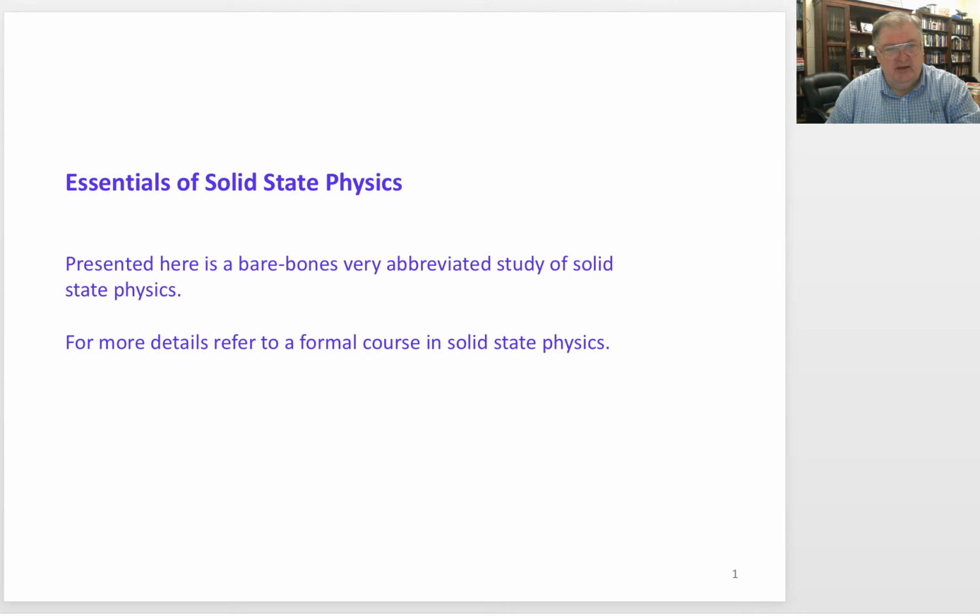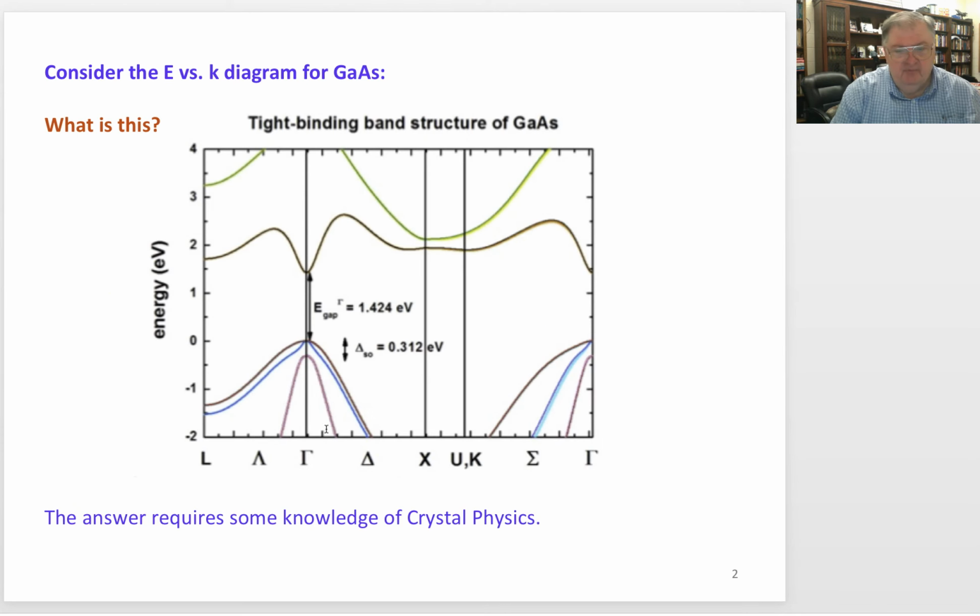This is just to aid in your understanding, give you a little bit more insight into some of the things we've seen. For example, like I've mentioned in class, when we looked at the energy diagram for gallium arsenide, this is the K vector down here. Why is it labeled in the way it is? What is this L and lambda and gamma and delta and X and so forth? Well, to understand that requires some knowledge of crystal physics, and that's the intention of this lecture.